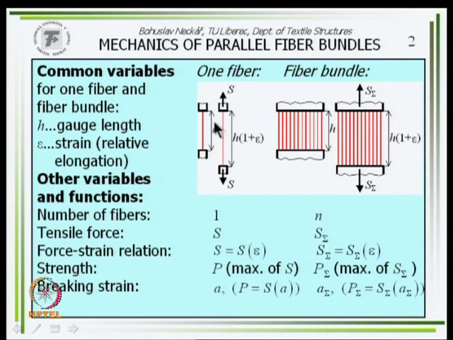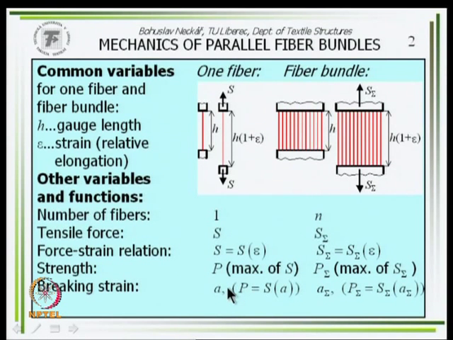Let's imagine the easiest bundle having only one fiber. So that one fiber between two jaws of a breaking machine. The gauge length we call H, and strain, so relative elongation, we call epsilon. Then we will speak about the number of fibers in the bundle. In this case, which is here, the number of fibers, the red fiber, is one. Then the tensile force is S. We will speak about the force-strain relation of the fiber. So the force S is a function of epsilon, isn't it? Some function.